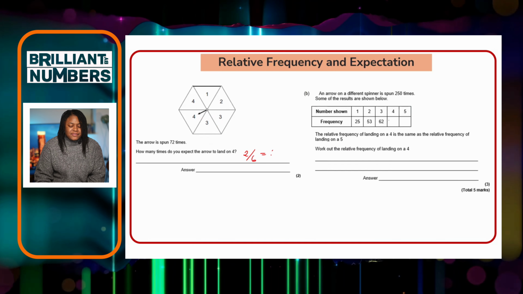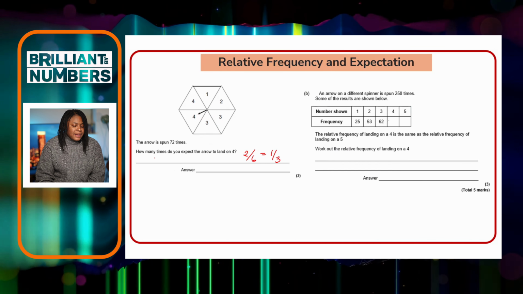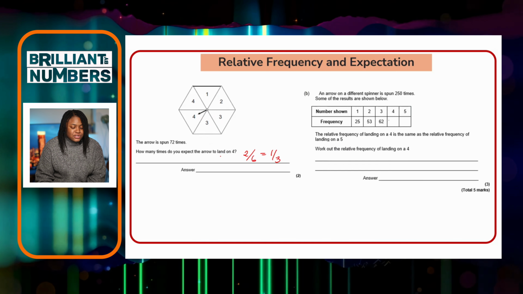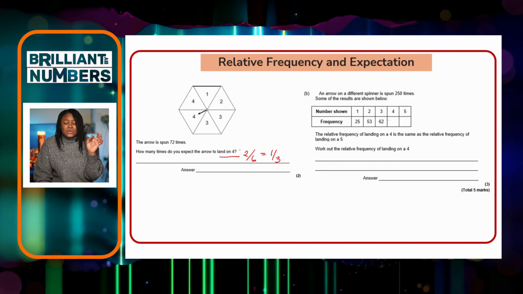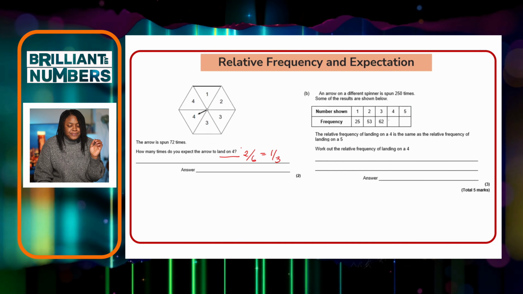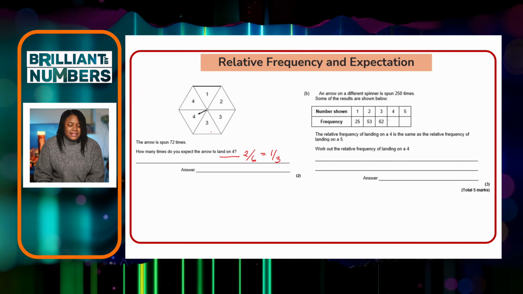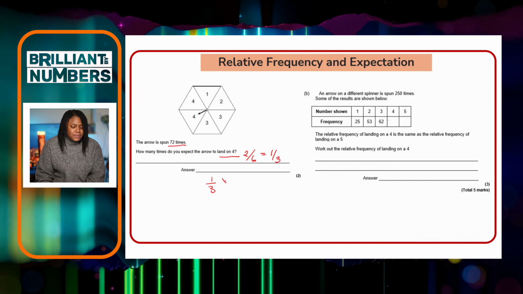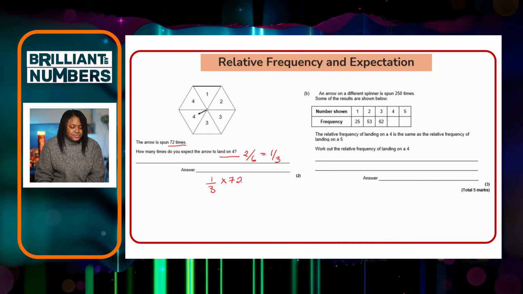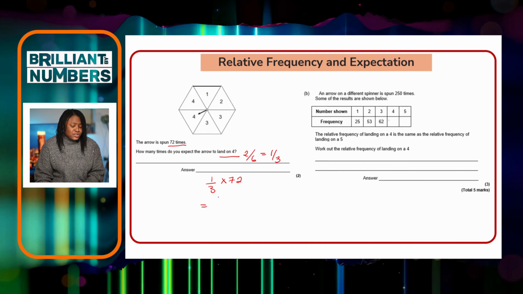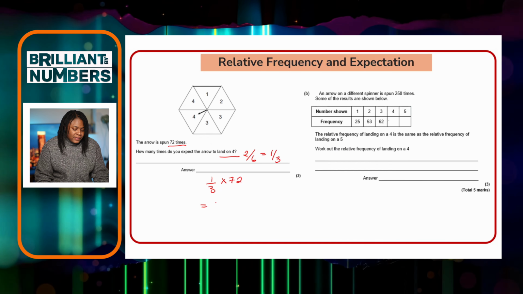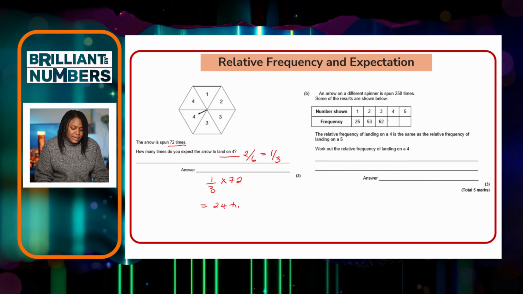Which we can simplify to 1/3, but it says how many times do you expect the arrow to land on a 4? So now that we wrote our relative frequency, we can multiply that by the total number of trials. So it's 1/3 multiplied by 72. So therefore, we're simply doing 72 divided by 3, which is going to give us 24 times.